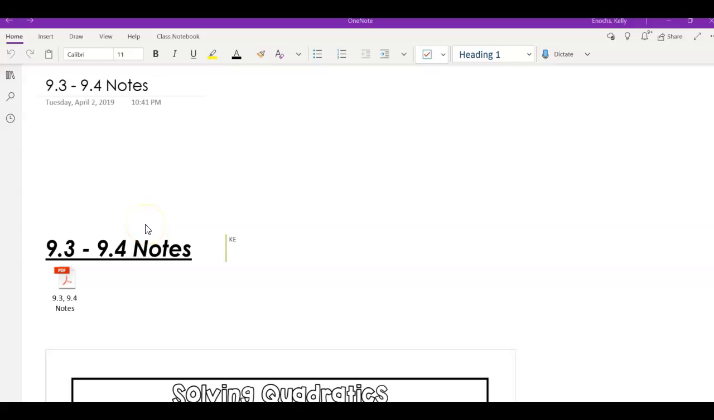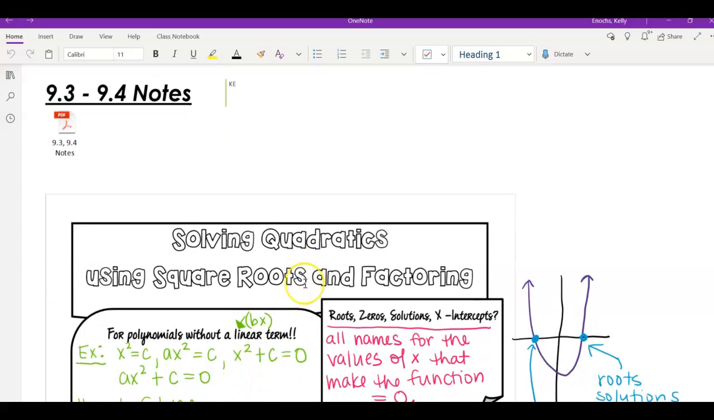All right, everybody, we're going to start today on solving quadratic equations. You spent a lot of time last week graphing those quadratics, but today we're going to shift our focus into solving those quadratic equations. Now, what the heck does it mean to solve?